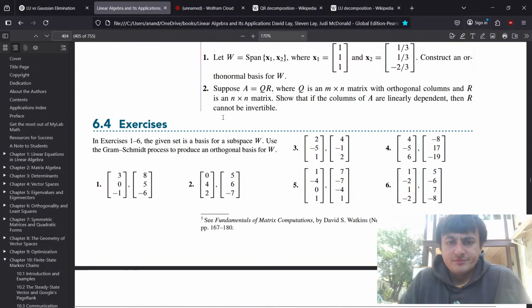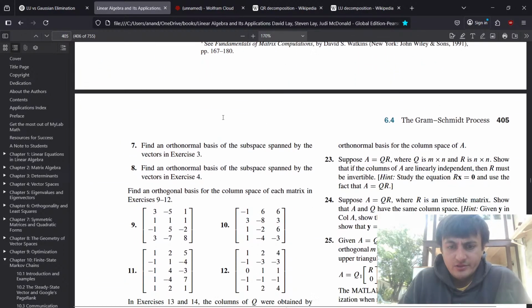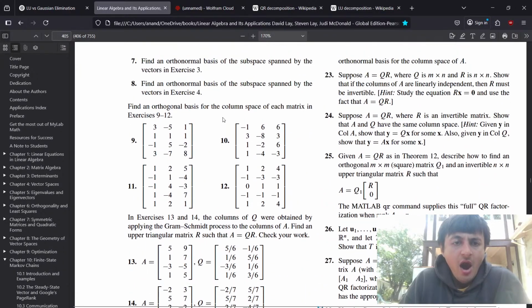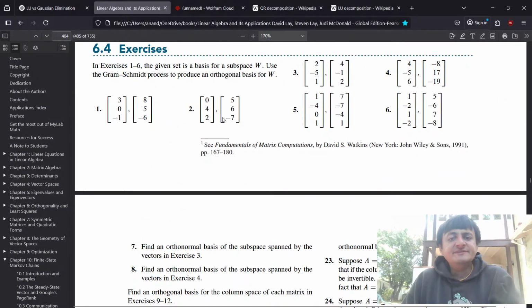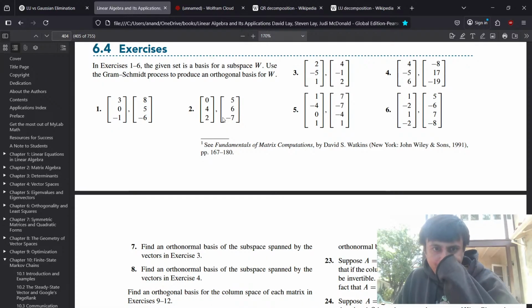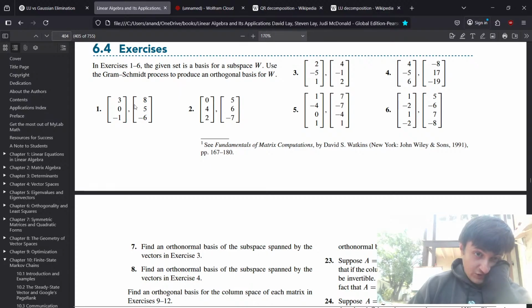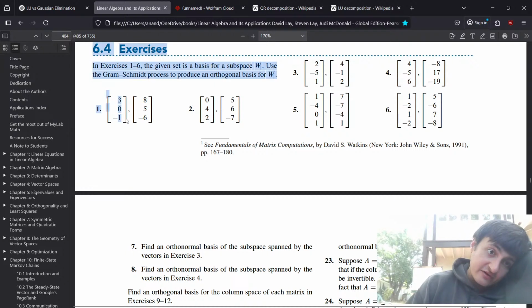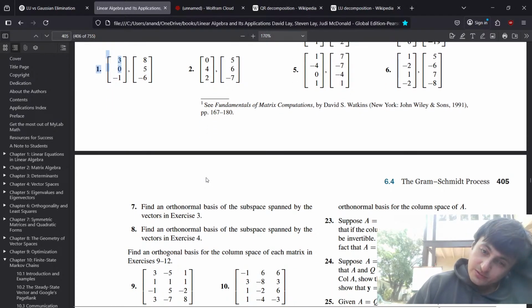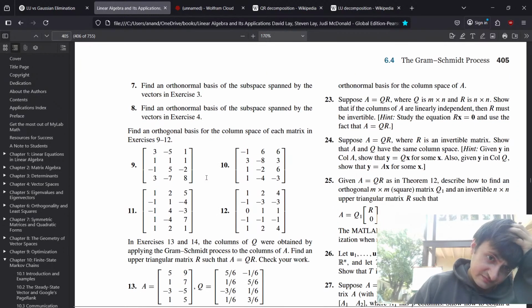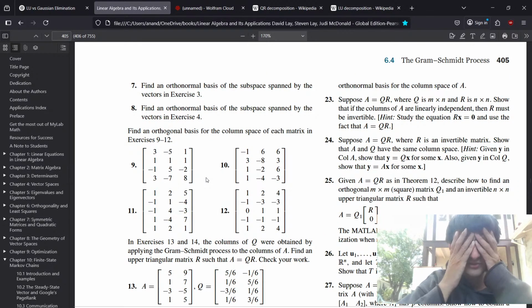Okay, so let's read the problems, but I think I'm only going to do true falses probably. Okay, so what you do is you just take the projection of this onto this vector, and then you subtract the projection from this, and you get the difference, and then that's your orthogonal basis. For an orthonormal one, you just do the same thing. Find an orthogonal basis for the column space of each matrix.